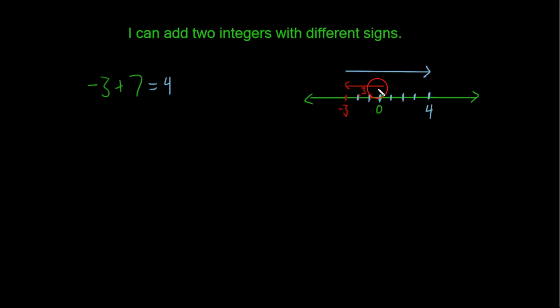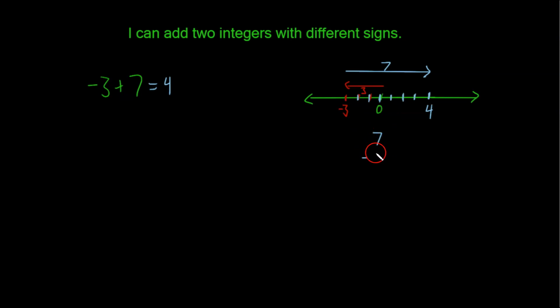So these arrows are pointing in different directions. They are not going in the same direction. -3 is moving this way. +7 is moving this way. So because they're moving in different directions, okay, we can find the difference of their absolute values. We know that this one has an absolute value of 7, and this one has an absolute value of 3. So we can find the difference of their absolute values. In other words, we can subtract them from each other.